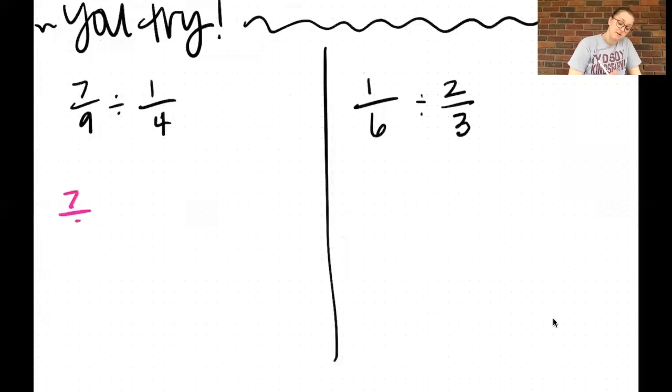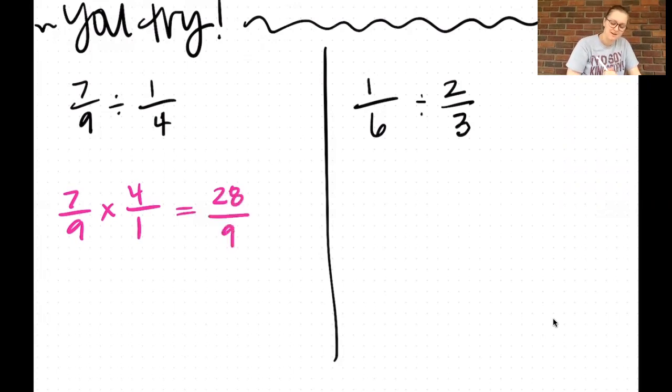I know I keep my first fraction the same. Instead of dividing, I'm going to multiply by the reciprocal. The reciprocal of 1/4, I switch them, gives me four wholes, or 4/1. 7 times 4 gives me 28. 9 times 1 gives me 9.